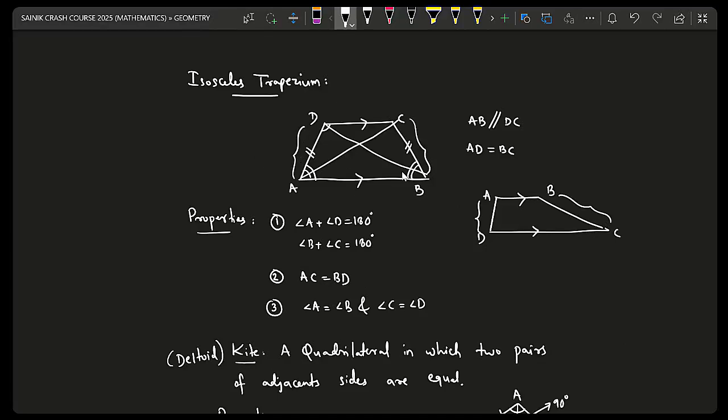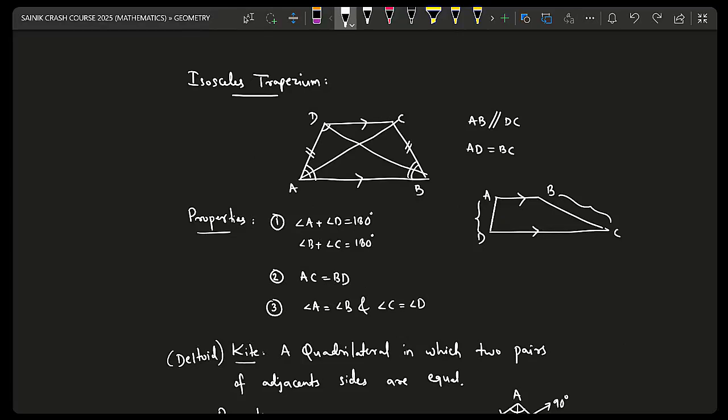Is it clear? Yes, sir. Okay. And it satisfies all the properties of trapezium. And an extra property is that the diagonals are going to be equal and base angles are also going to be equal. Okay. Yes, Abhyuday?